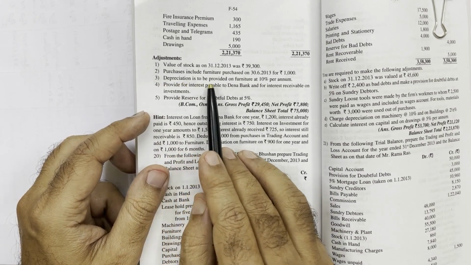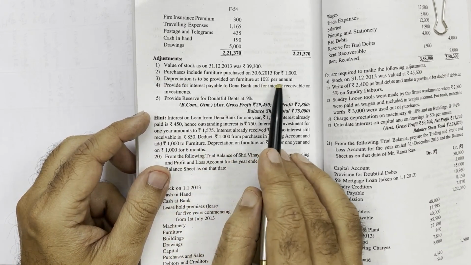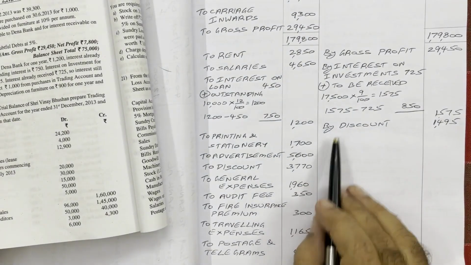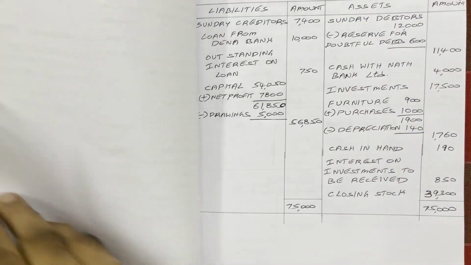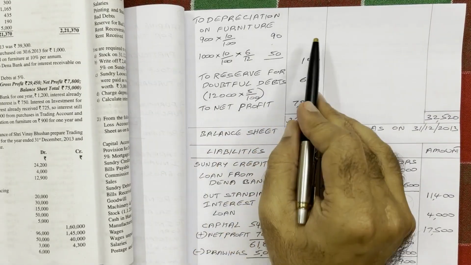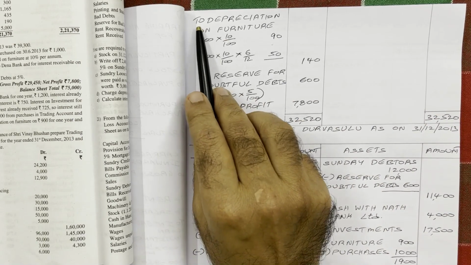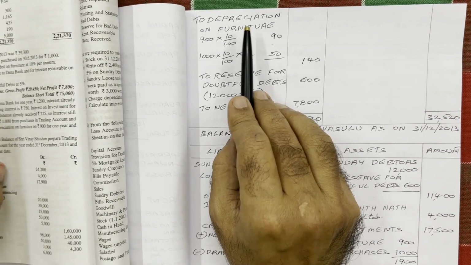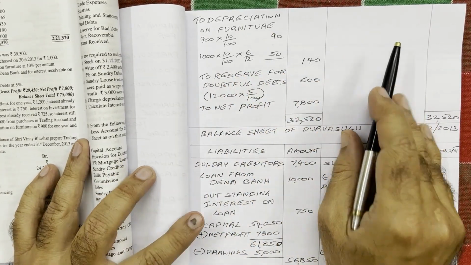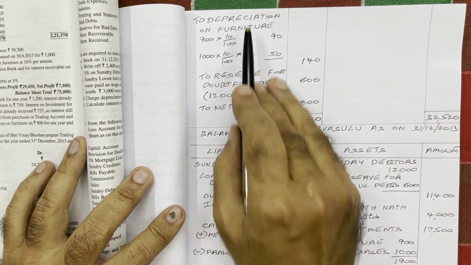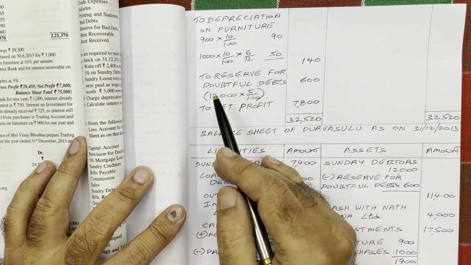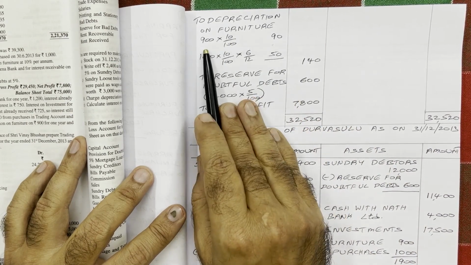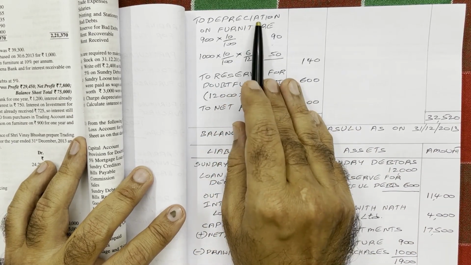Third, depreciation is to be provided on furniture at 10% per annum. So depreciation comes in profit and loss account, on the debit side we have to show. Profit and loss account continuation in next page I did. See, depreciation on furniture. Furniture is a fixed asset. When we use a fixed asset continuously, its value decreases. That is called depreciation. So this is an indirect expenditure to us, because there is no relationship with the manufacturing work. Therefore, profit and loss account debit side.